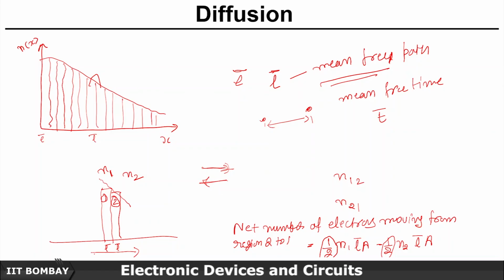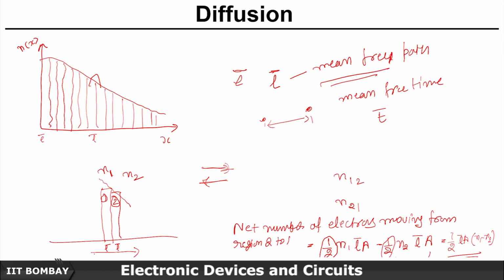So this is the flow from region 1 to 2, and this is the flow from region 2 to 1. Overall, the net flow from region 1 to 2 would be equal to half L bar A times N1 minus N2.